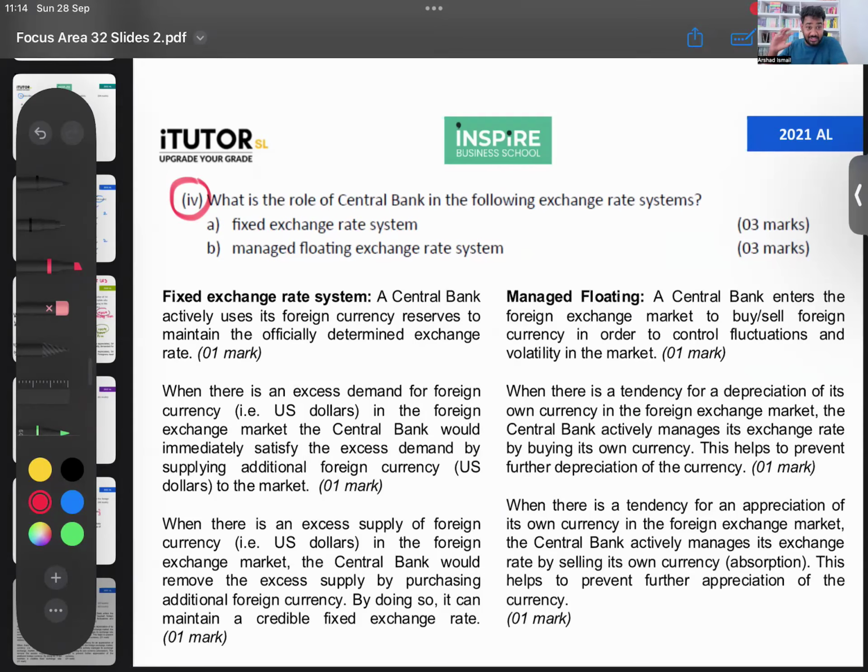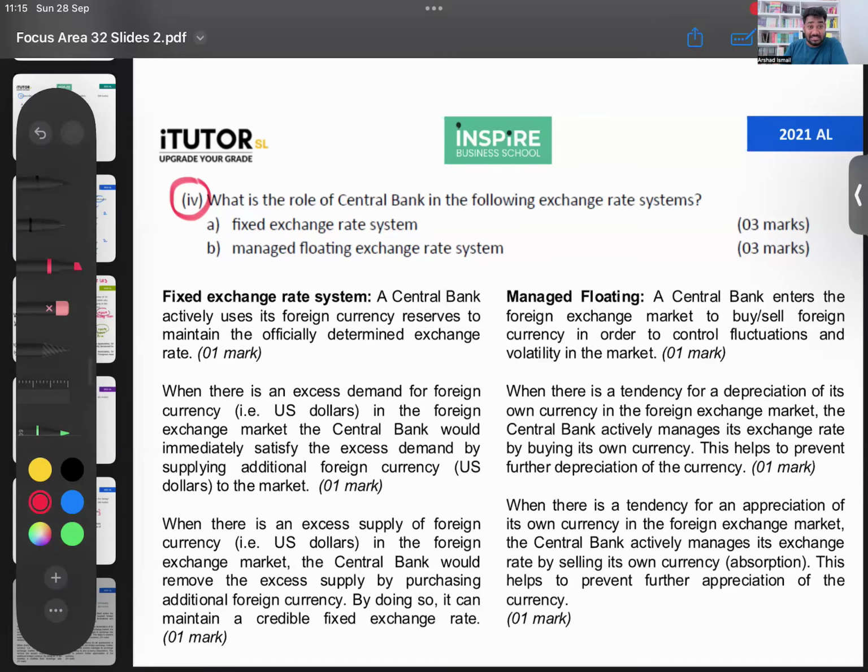So what is a fixed exchange rate? A fixed exchange rate is where... Can drawing a graph be tested? I can't say whether it will come or not, but if they want, they can. So a fixed exchange rate system is where the exchange rate is kept fixed at a certain level by the central bank. But how do you keep it fixed?